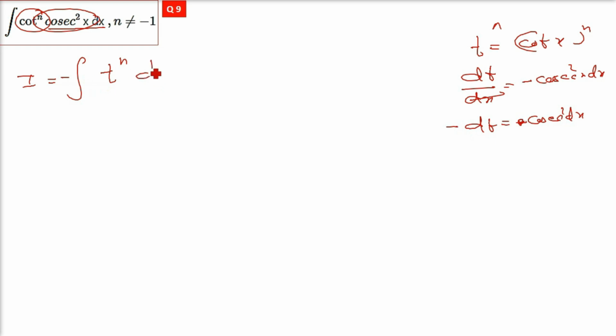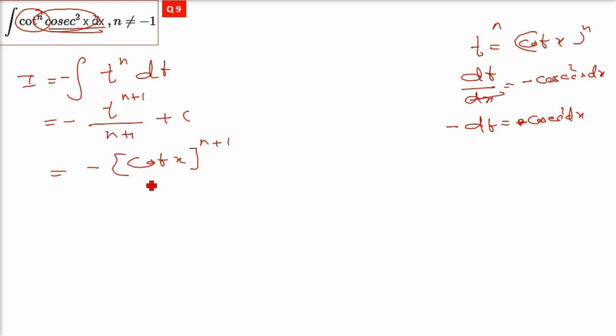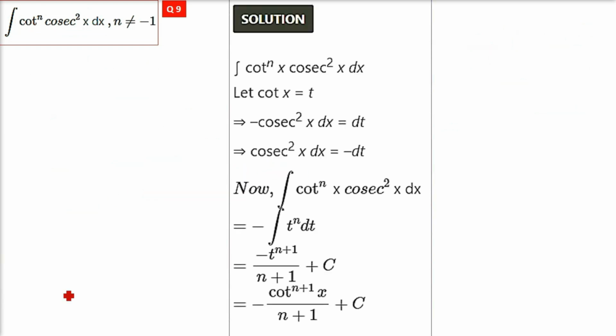The only reason n cannot be equal to negative 1 is when we integrate this, because the integration of x raised n will be x raised n plus 1 divided by n plus 1. If n is negative 1, negative 1 plus 1 will be 0. 0 cannot be in the denominator. It's undefined. How can you divide something by 0, or by nothing? So that's the irony here. That's why n should not be equal to negative 1. But we'll go along with this because the question is giving that. This t will be cot x. So this will be the final result.